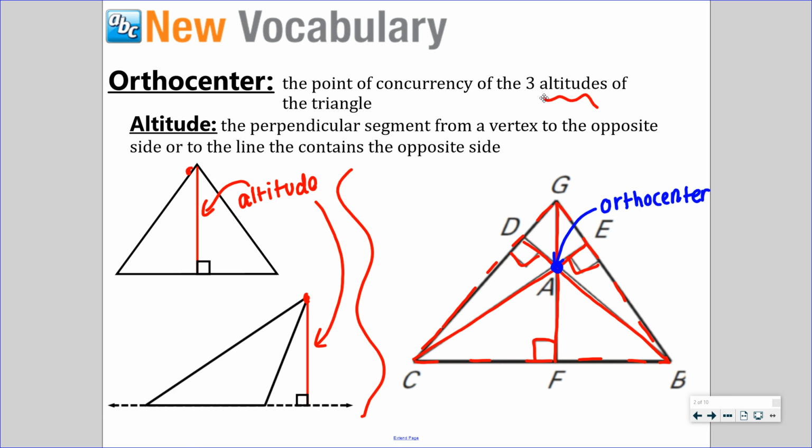And these are all what I drew in red. Those are all altitudes. Label more if you want. And then obviously each point in my triangle, those are all my vertices. So it's like a vertex.